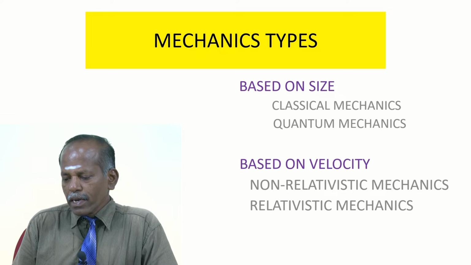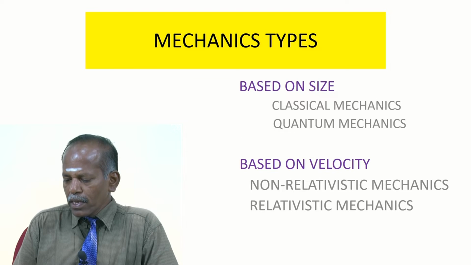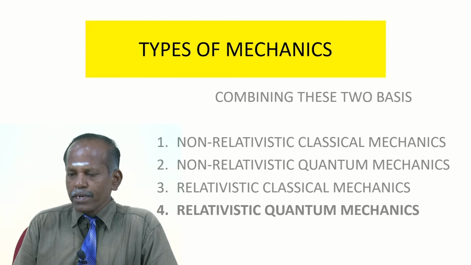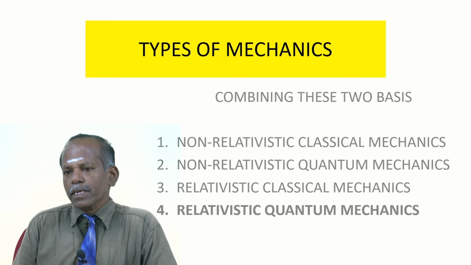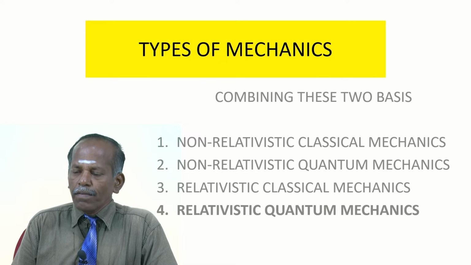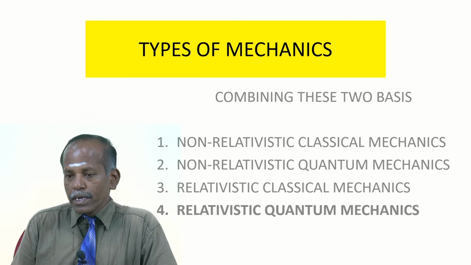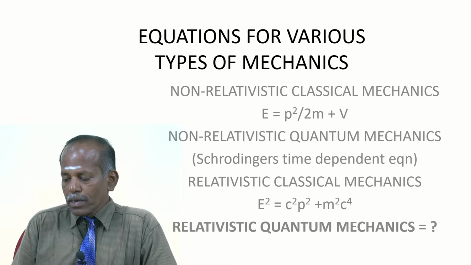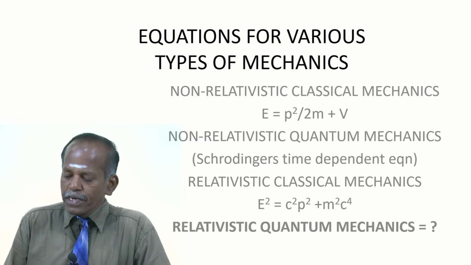As I covered in the previous session, there are two different classifications of mechanics, based on size and based on velocity. Combining these two, we have four different mechanics: non-relativistic classical mechanics, non-relativistic quantum mechanics, relativistic classical mechanics, and relativistic quantum mechanics. These terms are very essential and should be very familiar. All these four different mechanics have different equations.